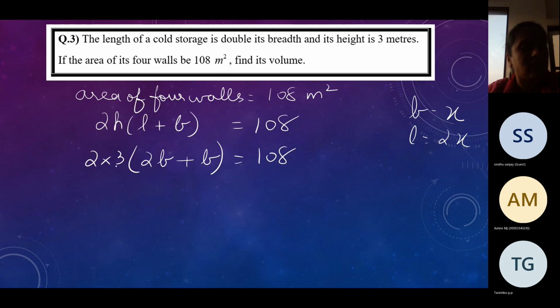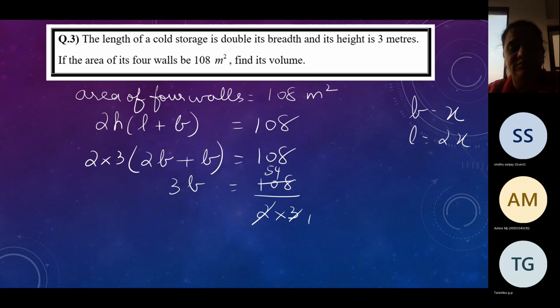Is this correct? Now this 2 into 3 will come down for division. What is 2B plus B? 3B, correct? 3B is equal to 108 divided by 2 into 3 will come for division here. You can write 6 or you can write 2 into 3 itself. That's your choice. Okay, so now cancel. 2 how many times? 54 times. And 3 how many times? 18 times. So 3B is equal to 18. So B is equal to 18 by 3, which is 6 meters.